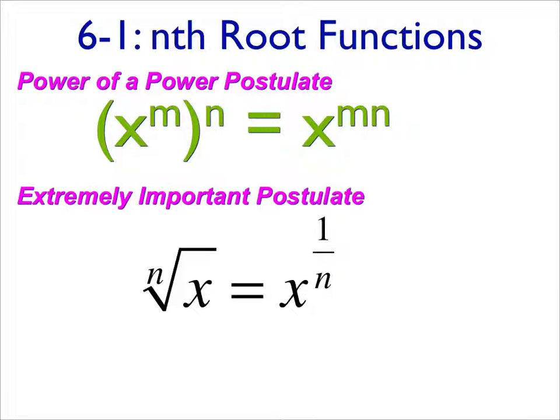Two properties in this section, this will complete it for notes. One of them is a power postulate, and this is something that you're just going to have to put in your back pocket and know. If you have a variable to a power, parentheses, another power outside, you multiply those exponents. So for example, if I have x to the 5th to the second power, that becomes x to the 10th.